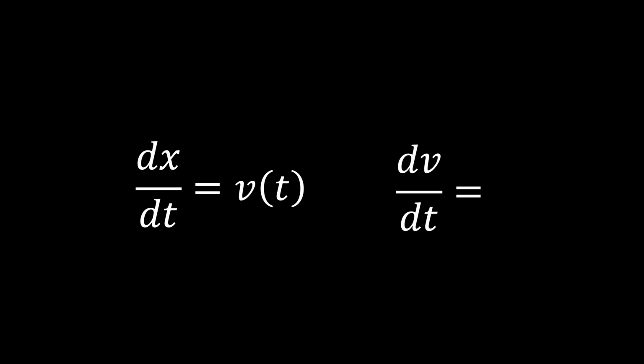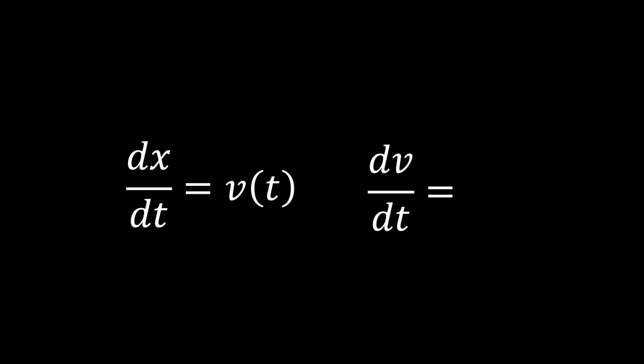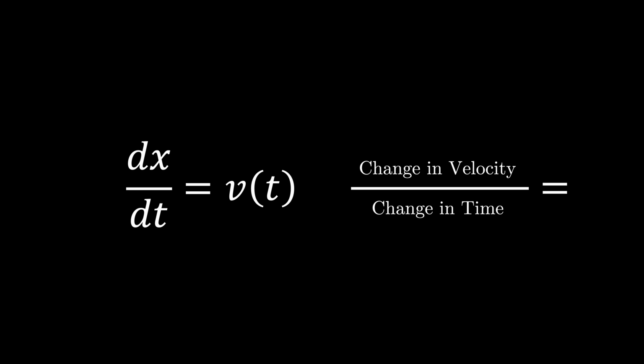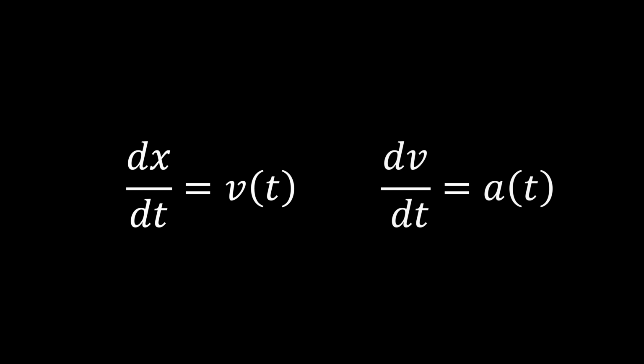But what happens if we differentiate again? What is the derivative of the velocity function with respect to time? In plain English, that's the change in velocity over the change in time. And the rate of change of velocity is simply acceleration. So, differentiating the velocity function gives the acceleration function. And that's how differentiation links all three: displacement, velocity, and acceleration.